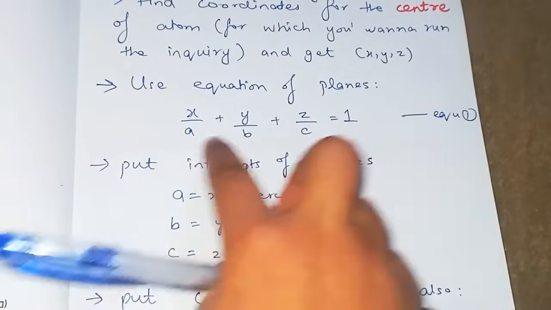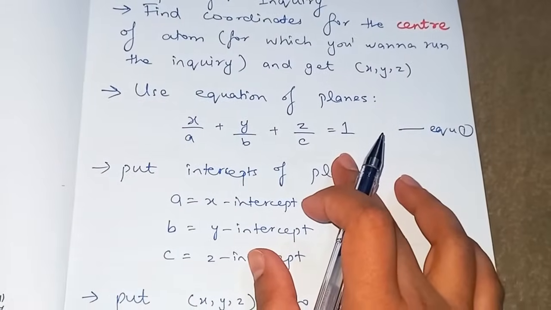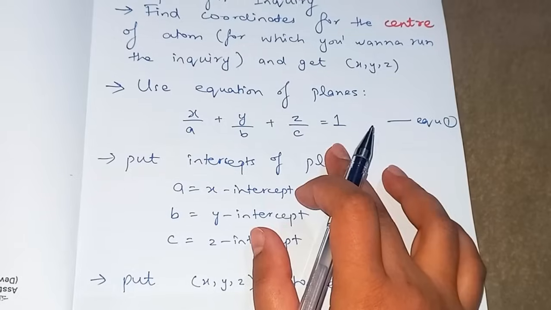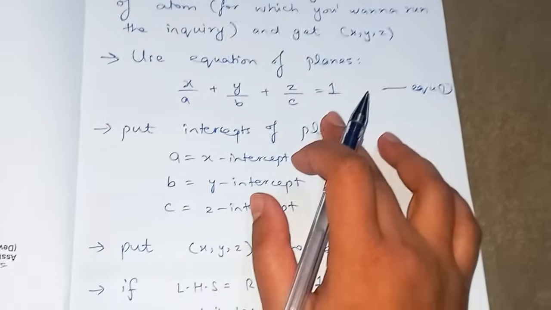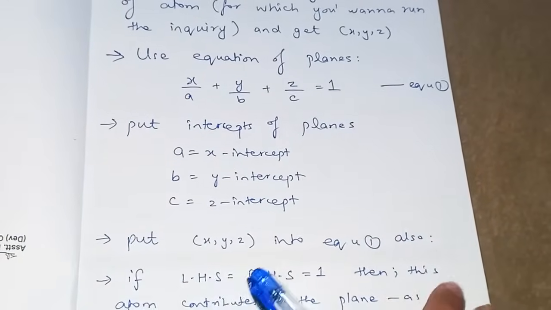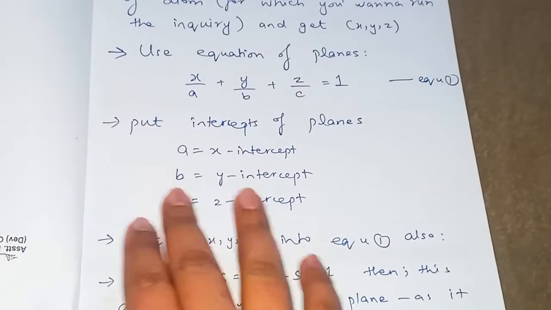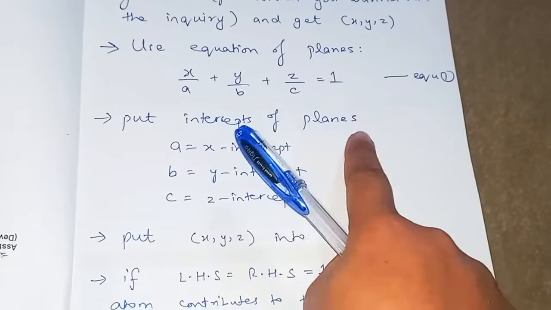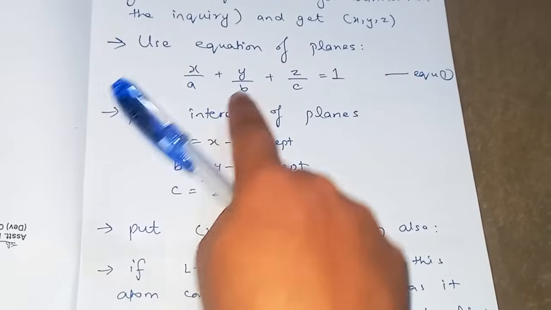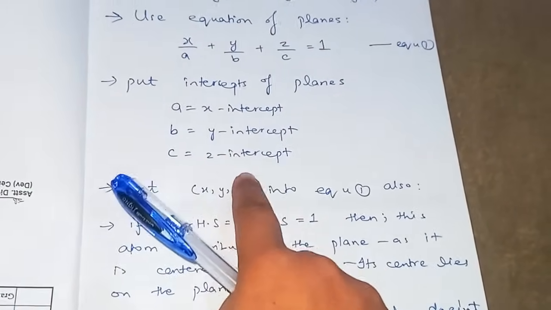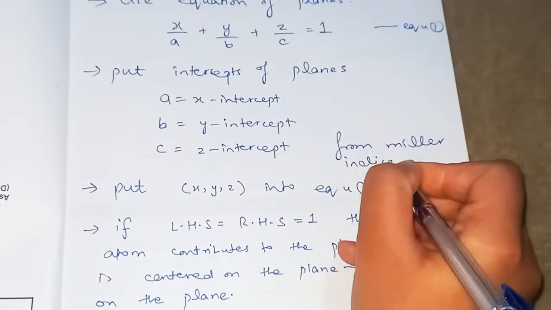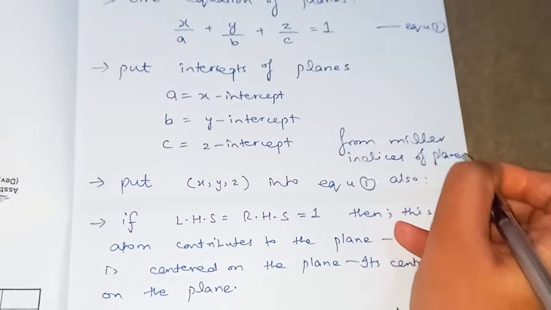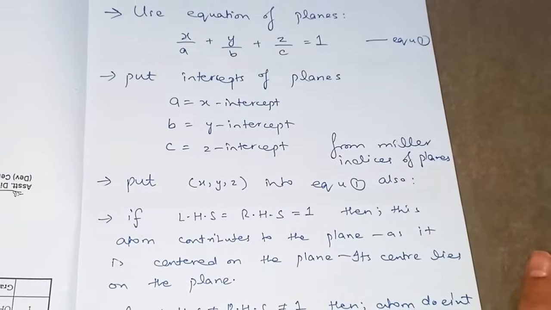Now use the equation of planes. This is the equation of planes or surfaces, and it's true for every case. It's even true for hexagonal, but you have to be particular about the axes you are selecting, because in hexagonal we have 4 axis lines. So I'll mention that method for hexagonal as well. So put intercepts of planes. Here A is the x-intercept, B is the y-intercept, and C is the z-intercept, and you'll get these intercepts from the Miller indices of the plane. Just find the reciprocal of the Miller indices and you'll get the x, y, and z intercepts.